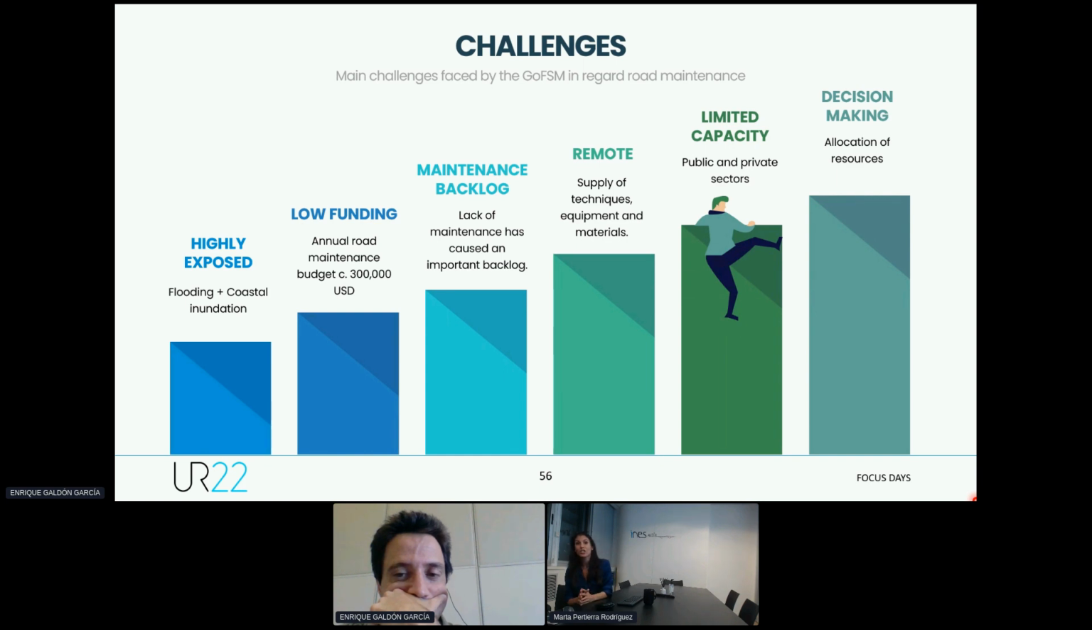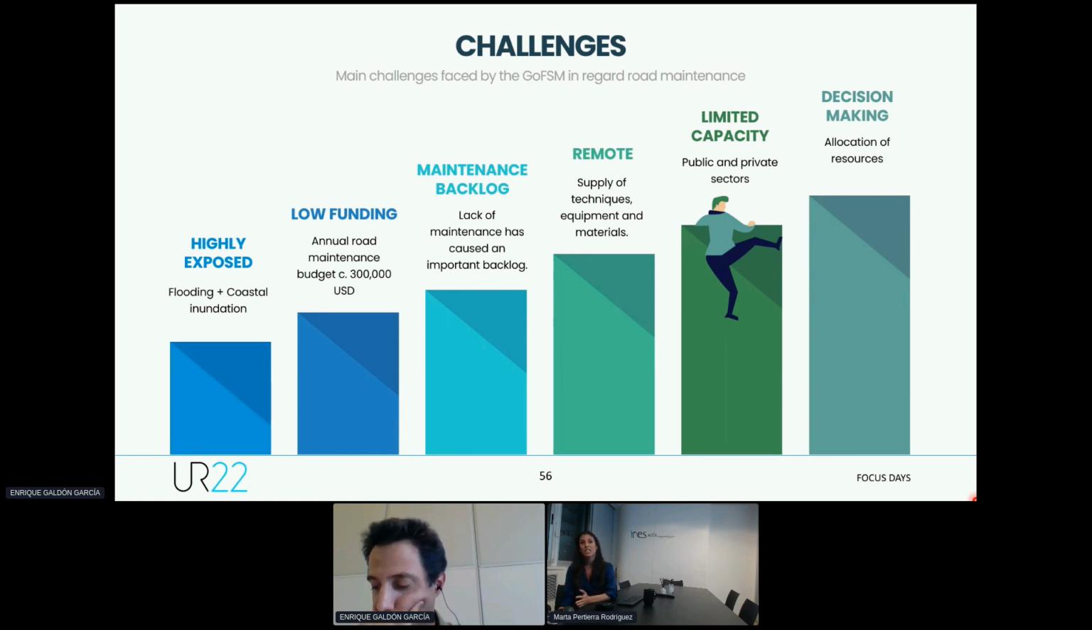The fourth challenge that is particular to this country is remoteness. At the end of the day, as it's kind of far from everything, there's quite a lot of problems in terms of supply of materials, equipment, but even knowledge and techniques. And what does this create? It creates a limited capacity in terms not only of the public sector, but also of private companies. And this poses a problem in terms of managing the road network in an efficient way.